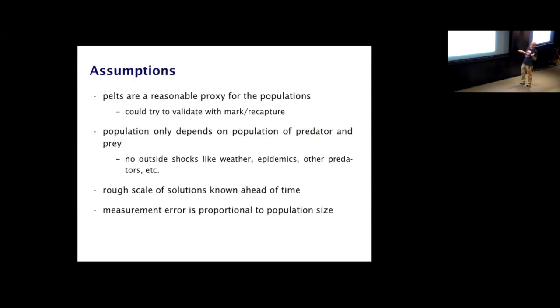And similarly, we take priors on the sigma values, right? The assumptions are that pelts are a reasonable proxy for the population, and the population only depends on the predator and prey sizes. This is a very dumb model of population dynamics, because it doesn't take into account weather, how much grass is growing, or disease, or all sorts of other things. And we know the rough scale of the solution ahead of time because we roughly know how many of these things there are. The measurement error we're assuming is proportional to the population size.